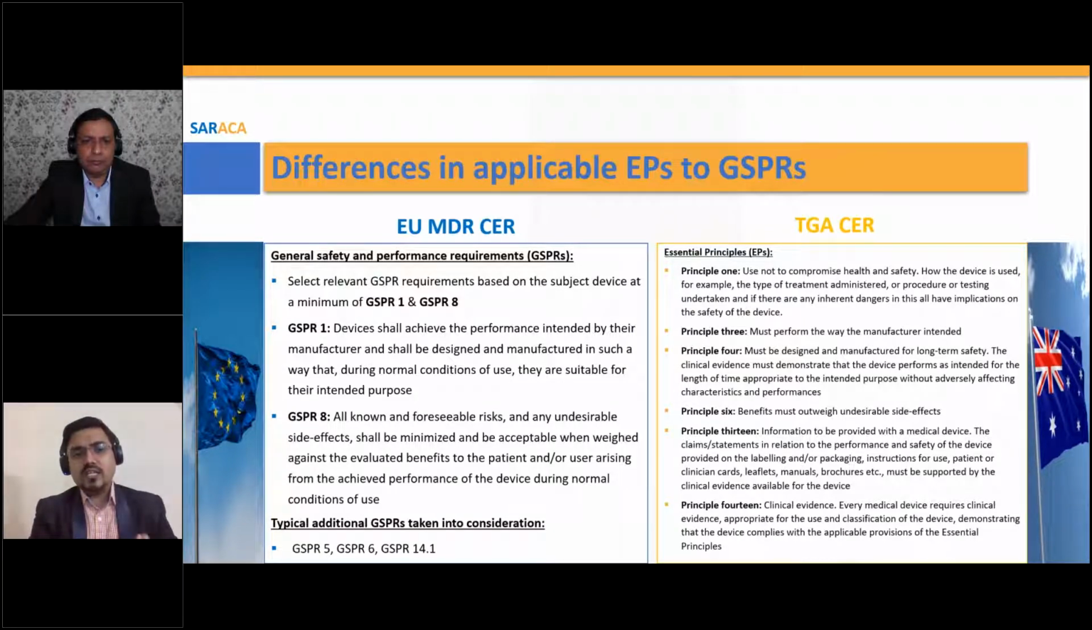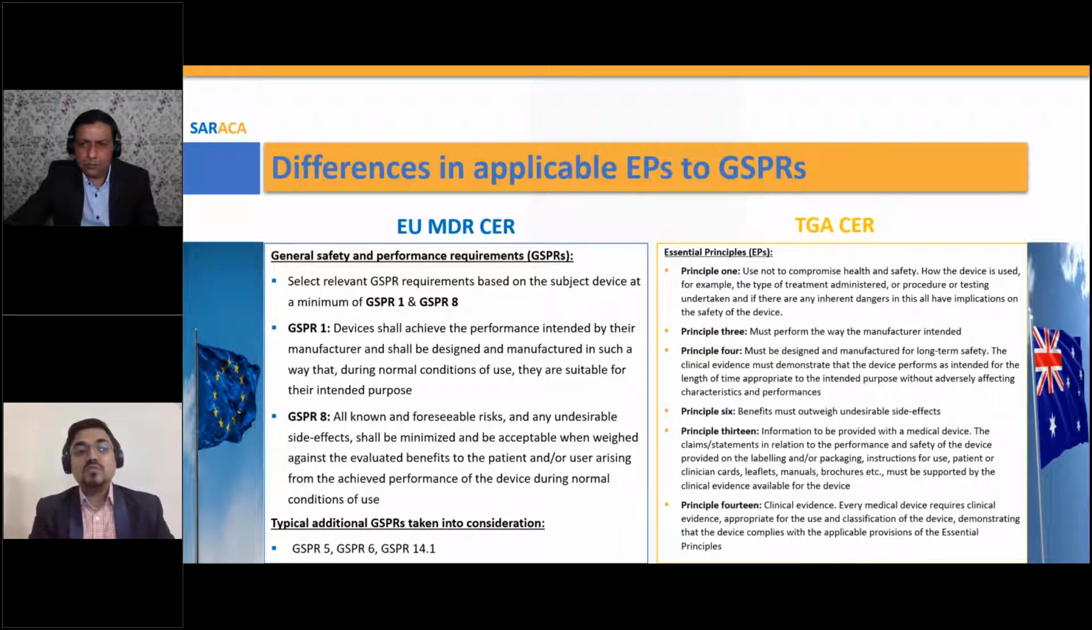But when you look at the GSPR requirement, it is very critical. If you go through the GSPR 1 requirement only, GSPR 1 itself says the device shall achieve the performance intended by the manufacturer and shall be designed and manufactured in such a way that during normal conditions of use they are suitable for their intended purpose. It contains performance, safety, long-term use, and design and manufacture for long-term use as intended by the manufacturer. So it includes multiple requirements inside one requirement.